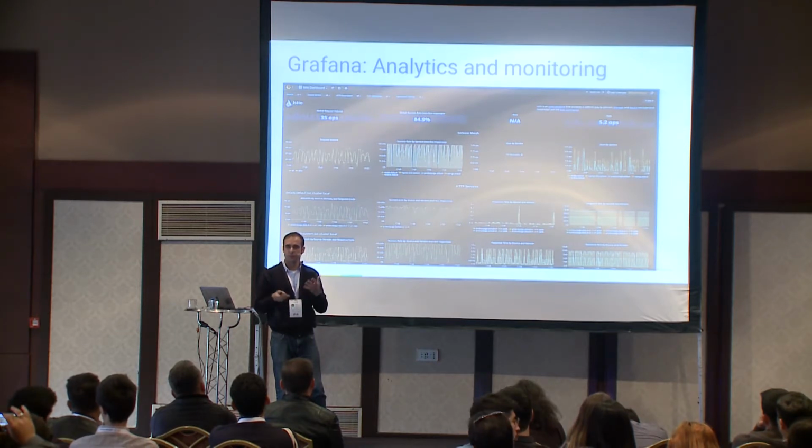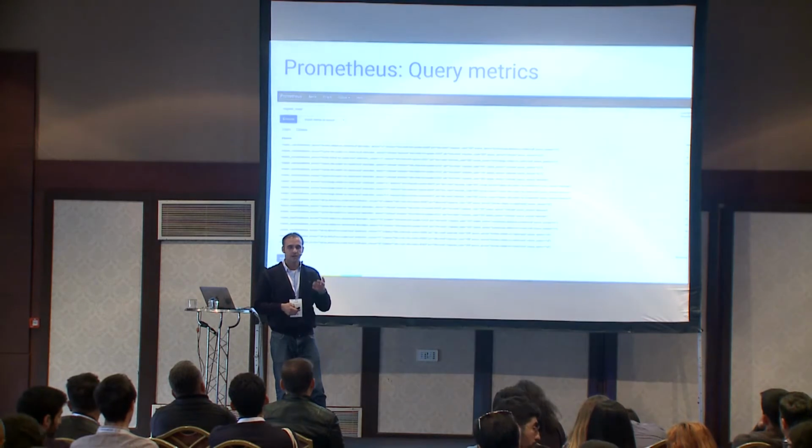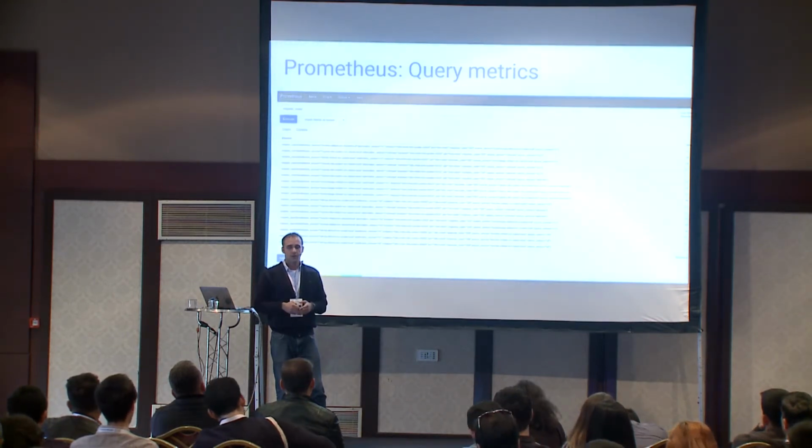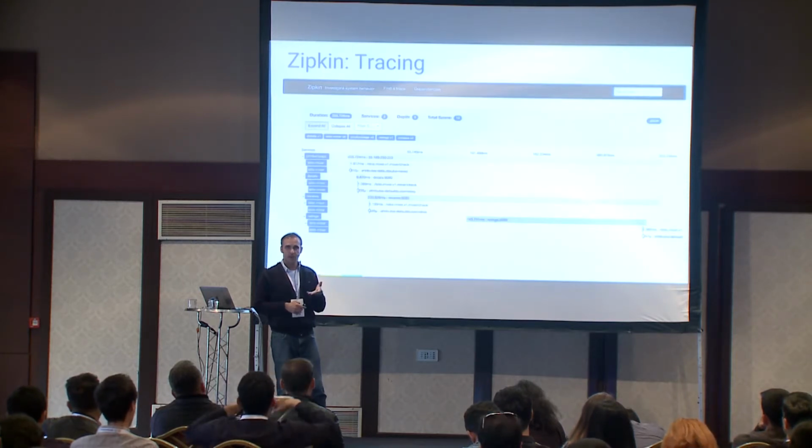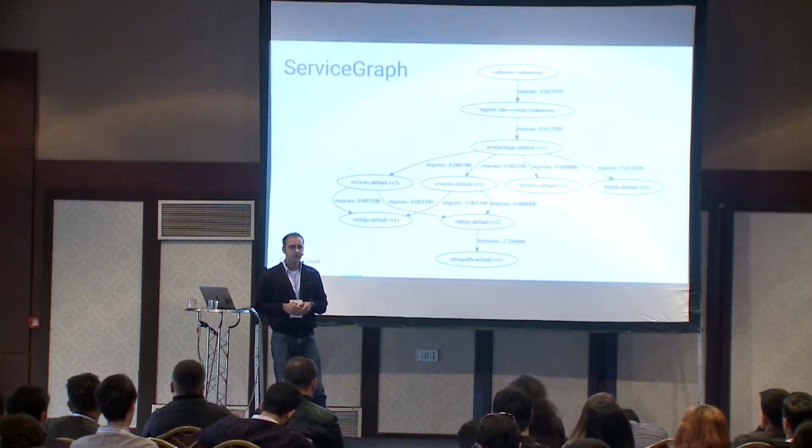Grafana is analytics and monitoring. So you can add on Grafana on top of your Istio cluster. You can use Prometheus to gather metrics and query them. You can use Zipkin for tracing, so HTTP tracing through Zipkin. And then you can do service graph.